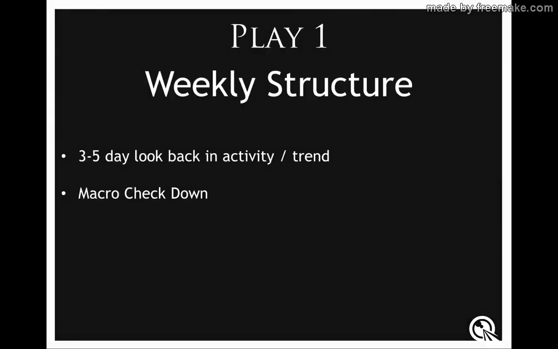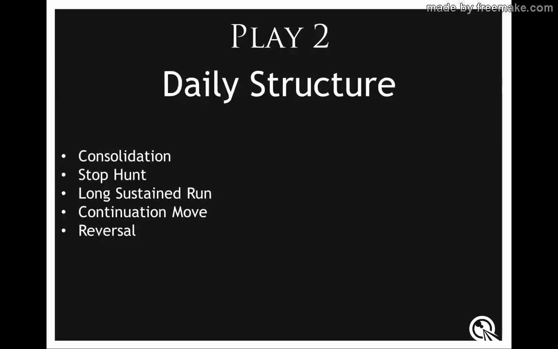Okay, so number one, just to recap, is our weekly structure. It's a 3 to 5 day look back in activity or trend. We also call it our macro checkdown. This helps us determine our directional bias, helps us highlight high probability pairs that may be in the process of forming strike zones. Play number 2 is our daily structure, which consists of the consolidation, stop hunt, long sustained run, continuation move, and the reversal.